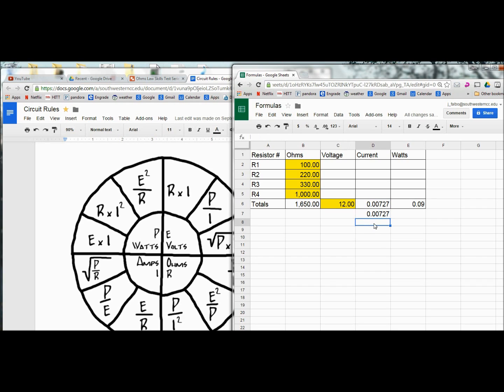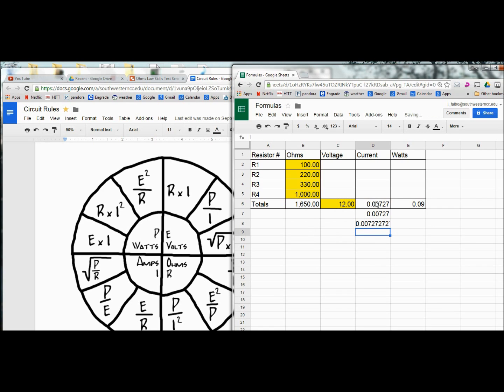All right, let's do a different formula down here. The one that's left to solve for amperage is our normal E over R. So equals voltage, whatever's in this cell, divided by total resistance in this cell, and hit enter. And now I'm going to highlight all those cells and leave it at that. We can see we have the same answer. So that is a great way to verify. And you can do this with any of the formulas in this wheel.